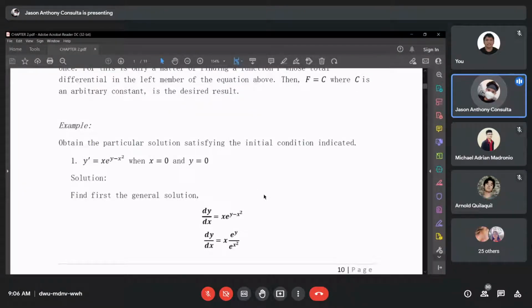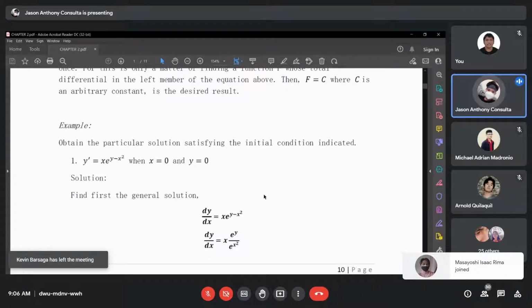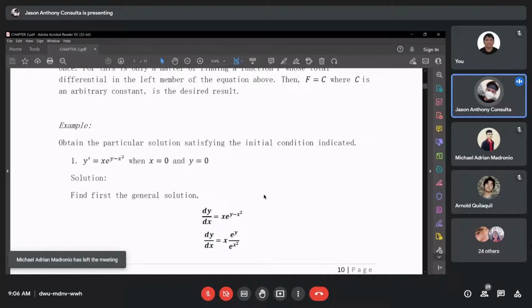So, obtain the particular solution satisfying the initial condition indicated. Number 1, y prime is equal to x e raised to y minus x squared. So, particular solution yung hinahanap. So, yung given should have the values of x and y when x is equal to 0 and y is equal to 0. So, ano unang gagawin? Find first the general solution.